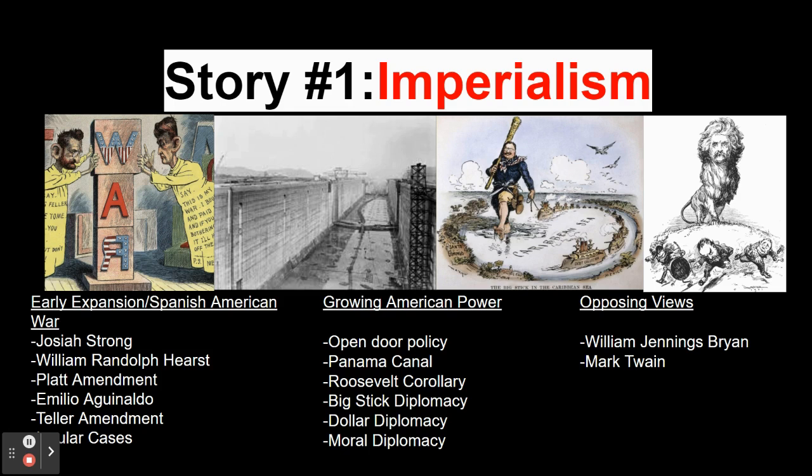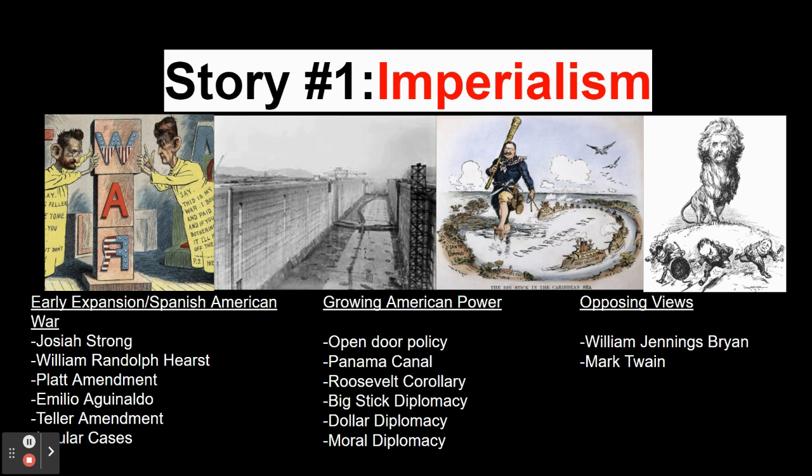There are lots of different reasons, but we see America putting its toe in the water towards imperialism, first with, you can make an argument, the purchase of Alaska, but we really see it with the Spanish-American War, which takes place in 1898.